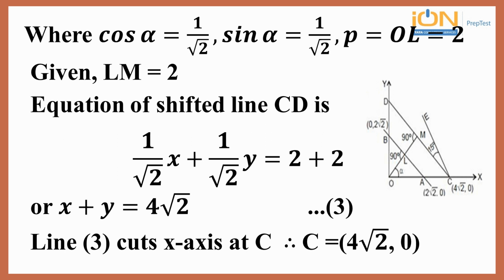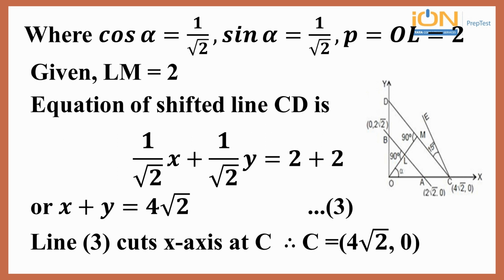Now, the line is rotated through an angle 15 degrees in the clockwise direction. Then it turns out to be CE line. And the point where this line is cutting the x-axis is 4 root 2 comma 0. So we need to find out the equation of CE.